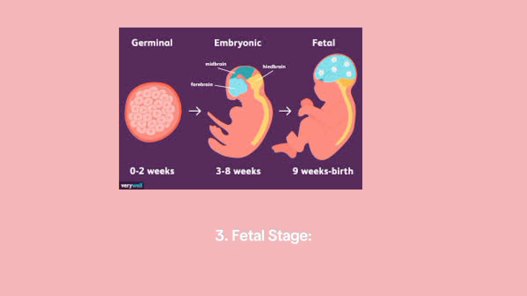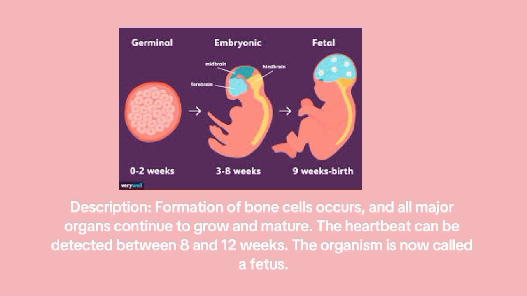3. Fetal stage. Duration begins at 8 weeks after conception. Description: formation of bone cells occurs, and all major organs continue to grow and mature. The heartbeat can be detected between 8 and 12 weeks. The organism is now called a fetus.